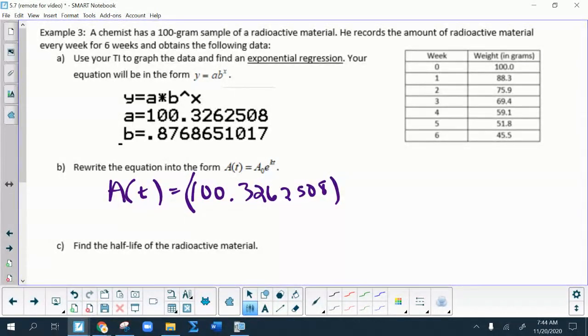You don't have to copy all the numbers down, but if you are calculating something, you do have to calculate it with all of the numbers. Okay, and now we need to find K. And remember that e to the K equals B.